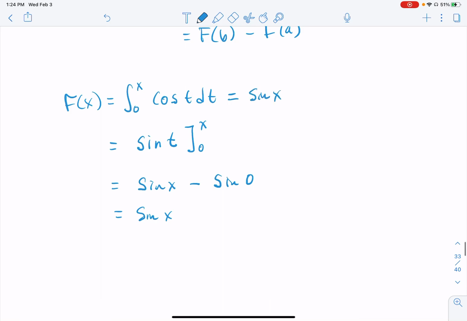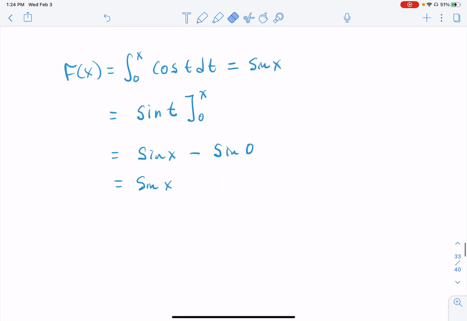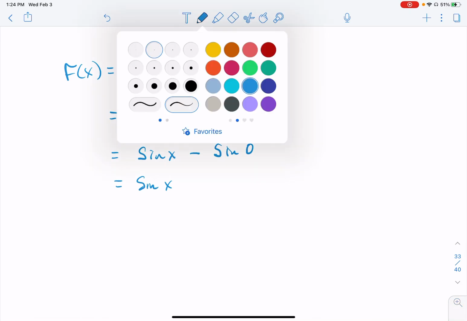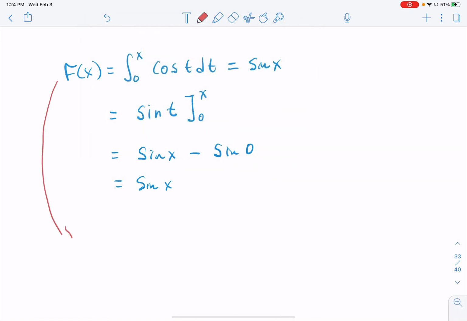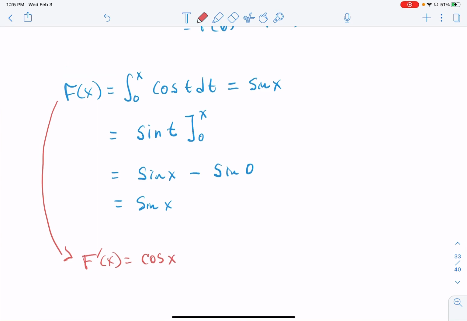All right, now what happens whenever you find the derivative of this function? So down here, find the derivative of this function. F prime of x is equal to the derivative of sine, which is cosine x. And that's the first fundamental theorem of calculus. When I take the derivative of this function that's based on a definite integral, they cancel each other out, they are inverse operations, and I just get the original input back, which is this cosine with just a change of variable here, cosine x.